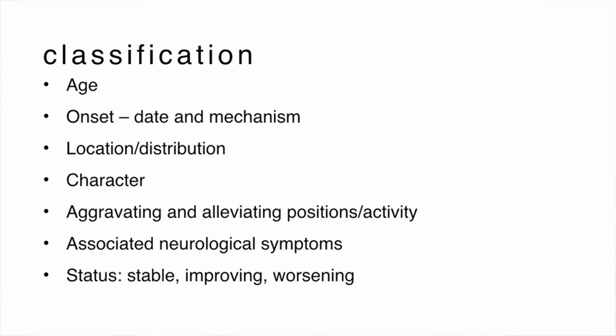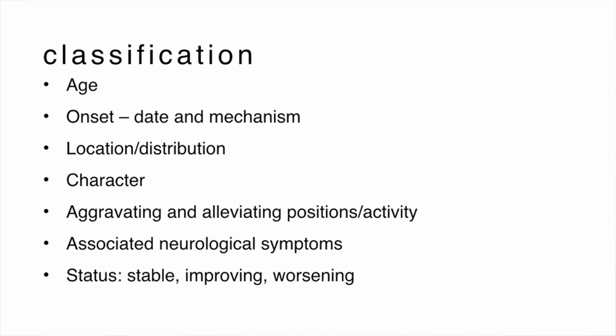Location. If there are referred symptoms, is the pattern of pain dermatomal, consistent with a nerve root compression? Character. Acute inflammatory pain typically is described as sharp or shooting, as opposed to chronic pain, which tends to be more dull, burning, aching, tight, or tense.